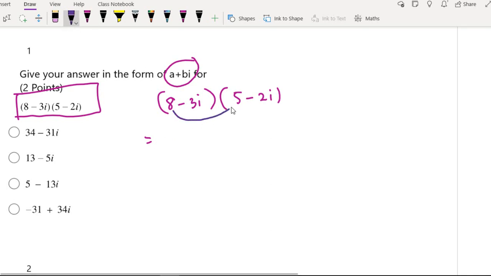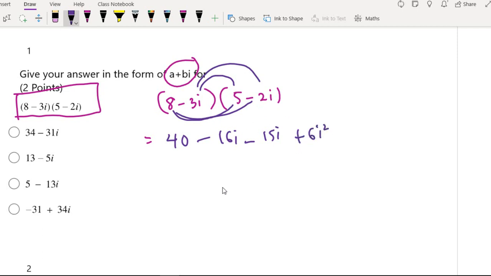Okay. 8 times 5, 40. 8 times negative 2i, minus 16i. Negative 3i times 5, negative 15i. Okay, negative 3i times negative 2i, so positive 6i squared. Simplify. 40 minus 31i plus 6i squared. Okay, you have to remember that i squared is equal to negative 1. So, substitute negative 1.